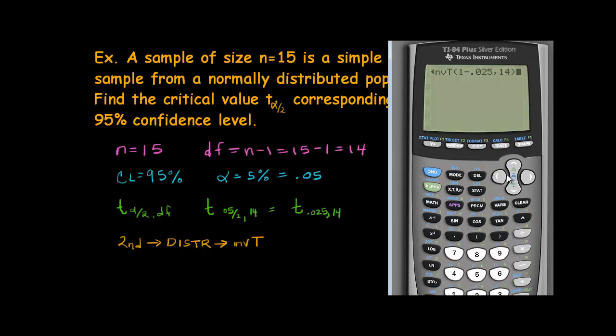Okay? Alright, so that looks right. It's waiting for me to say, is this what you want? And I say enter, yes. And notice the little thinking that it's doing over here for just a moment. It took just a moment to return 2.14478 for my t critical value. Now, we typically round critical values to 2 decimal places. So I would round this to 2.14.